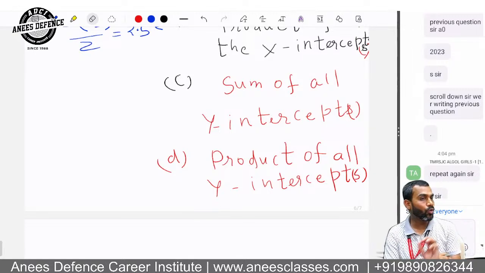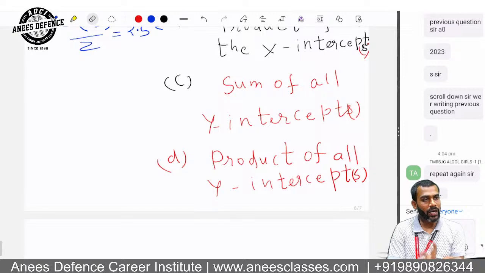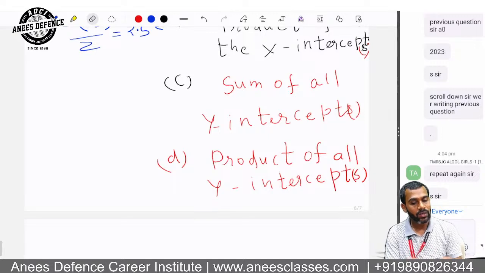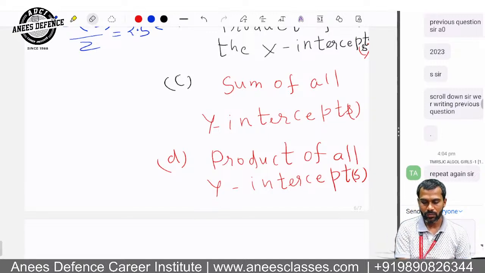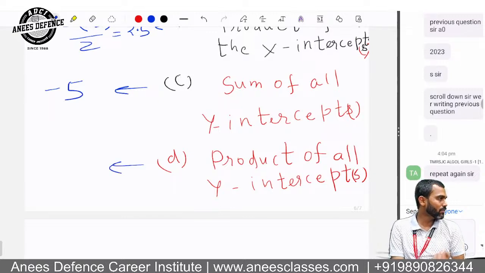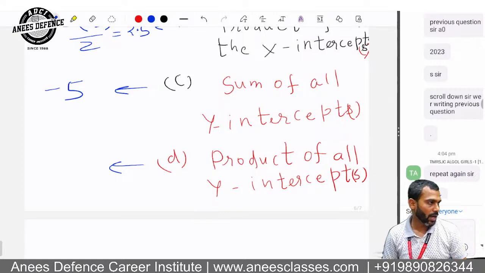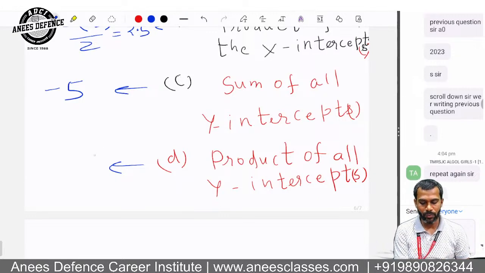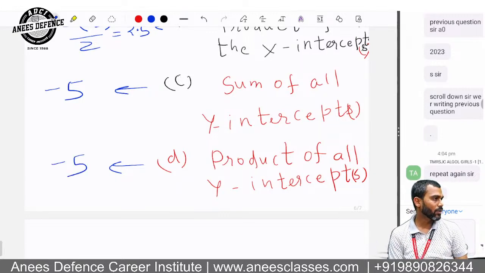So how many intercepts? Only one. So what we need to do? Again, we have already covered this. So only one intercept would be there, that is a naught. So what is a naught here? Minus 5. So the answer would be minus 5. And as we can see, there is only one y-intercept, so you are not supposed to add or multiply. So the answer would be minus 5 here also.